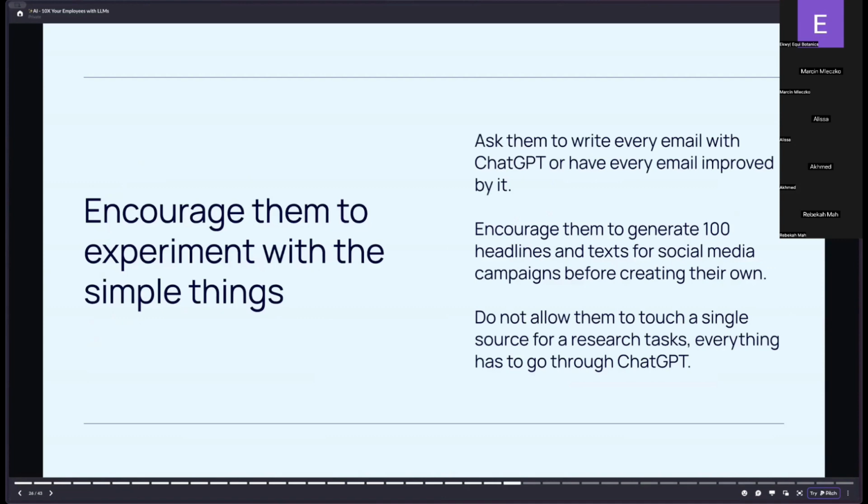Let them start with simple stuff, like what I mentioned a little bit before, writing emails. Force them to write every email with ChatGPT or have every email improved by ChatGPT. Encourage them, when they have to write social media posts, to generate 100 different options before they create the final one. And when they have to do research, they aren't allowed to read the website themselves, but they have to feed it into ChatGPT and ask it to extract the information they want to have.